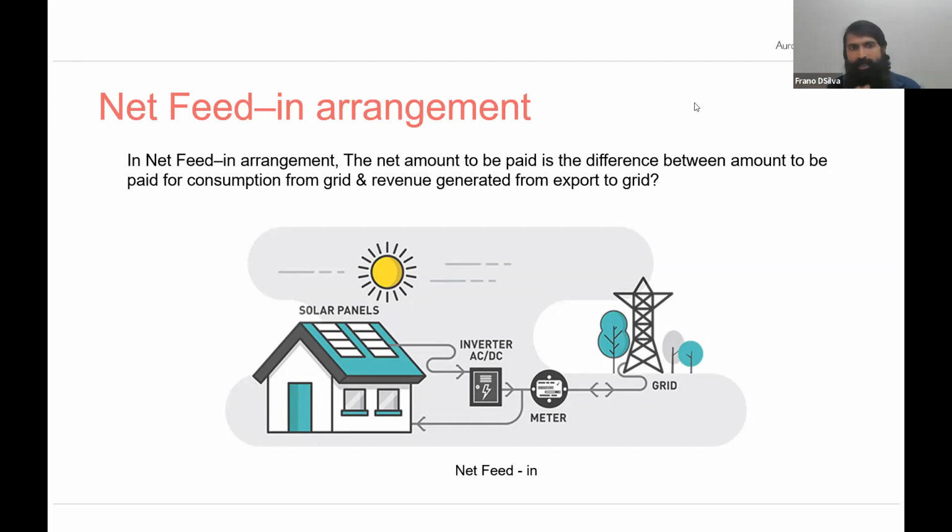Thank you for answering the polls, and I shall end the poll now and share the results with you. And as you can see, the participants have answered that it is true that the net amount to be paid is the difference between the amount to be paid for consumption from grid and revenue generated from export to grid. Thank you for answering the questions.